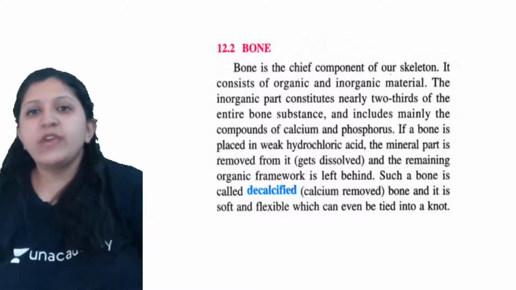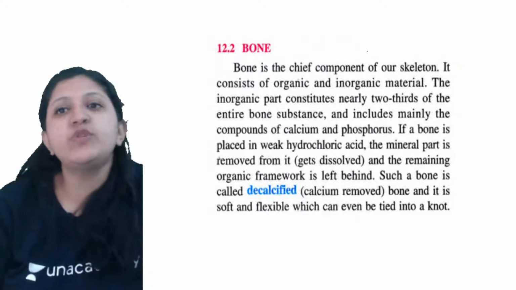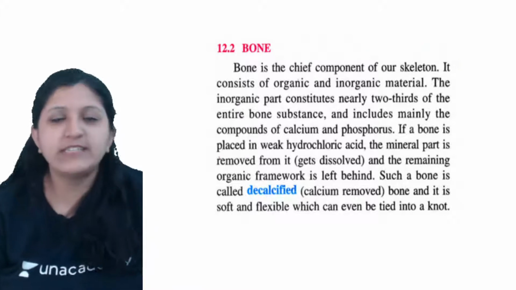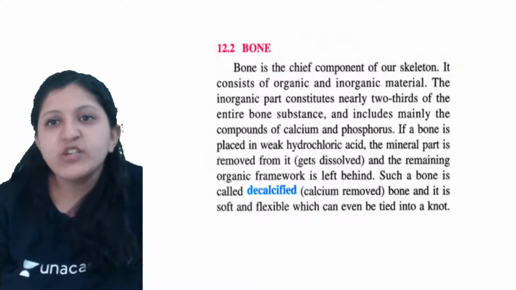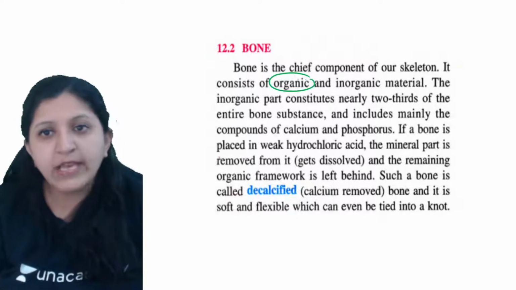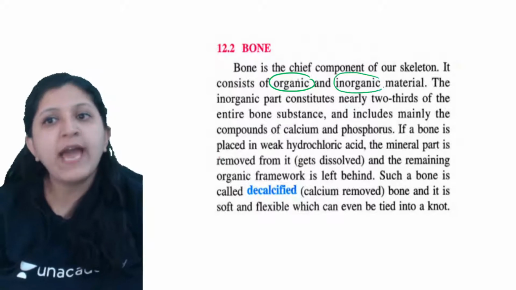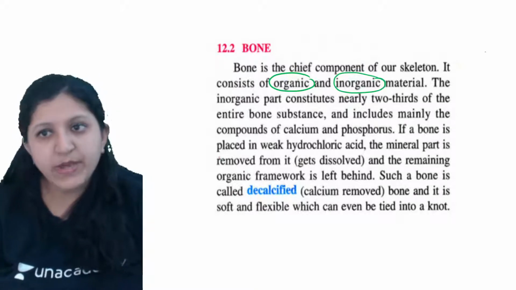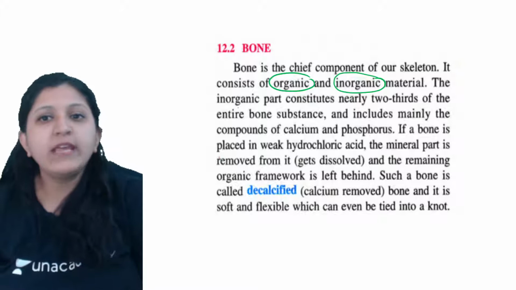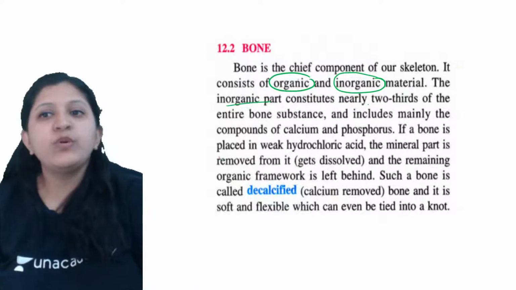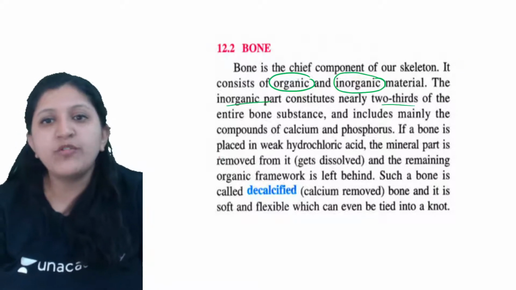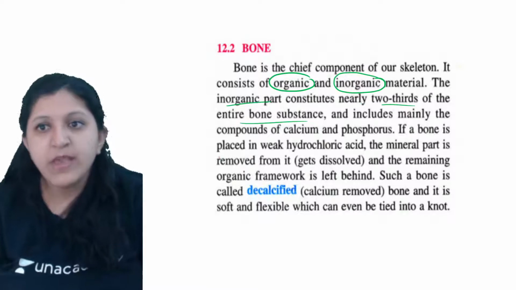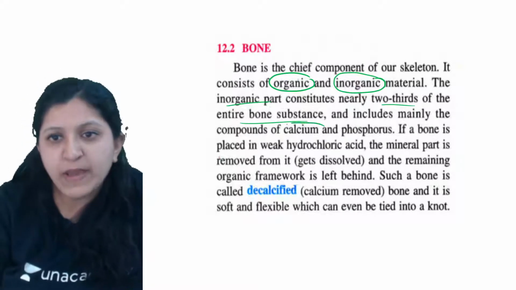Okay. So here the bone, the main component of our skeleton, will have an organic part and an inorganic part as well. The inorganic part will form nearly 2/3 of the entire bone substance, and includes calcium and phosphorus.